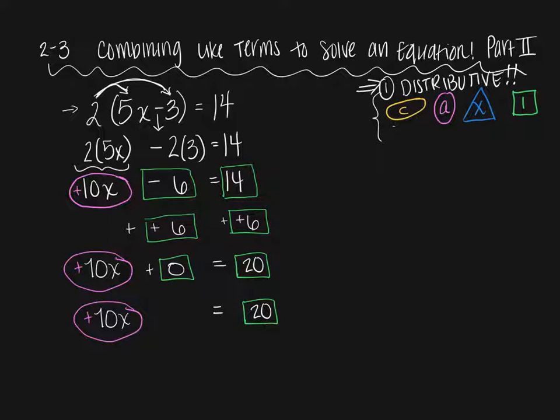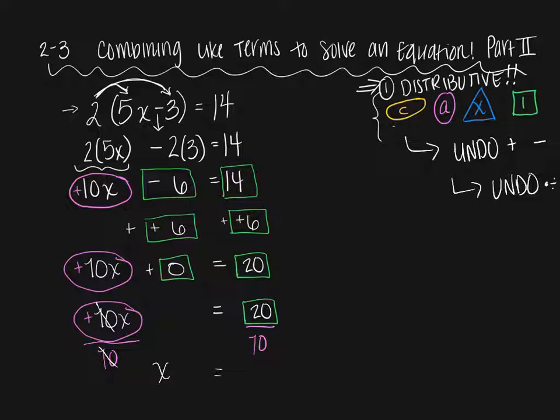All right, remember now after I've done this, now I can undo my addition or subtraction, and then once I've done that, then I can undo my multiplication or my division. So notice that 10x is I'm multiplying x by 10, so I'm going to undo it by dividing 10 on both sides. So that ends up giving me x equals 2. All right, good job.